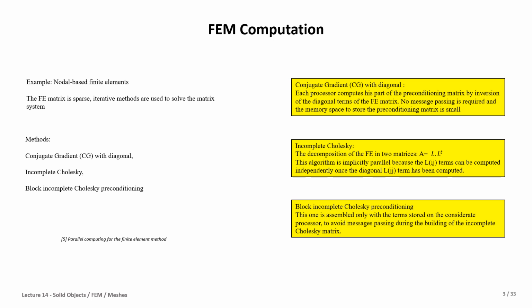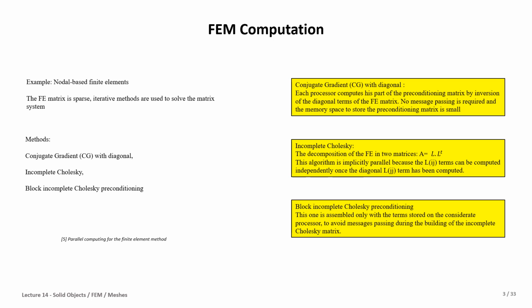The second one is incomplete Cholesky, the decomposition of the finite element matrix into two matrices. This algorithm is implicitly parallel because the Lij term can be computed independently once the diagonal Ljj term has been computed. Of course, the details of this method can be read in the resources, and if you are interested, you can read about them. However, we only point to the main features and properties of this method.